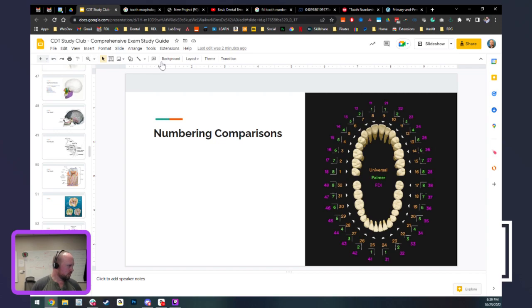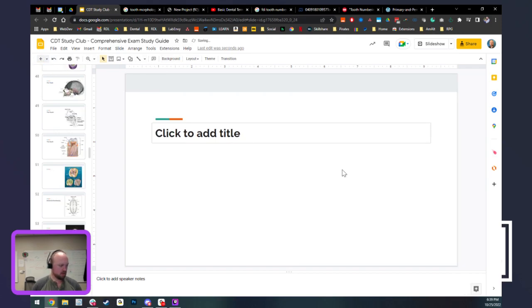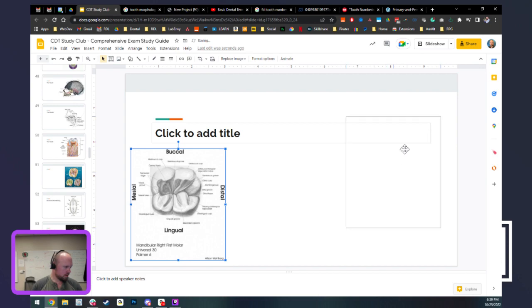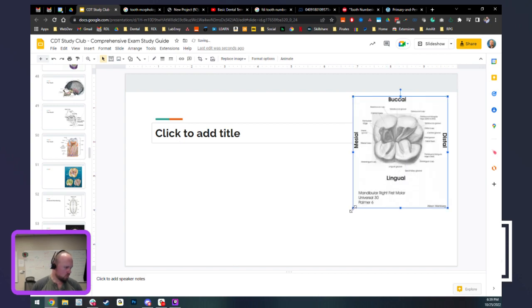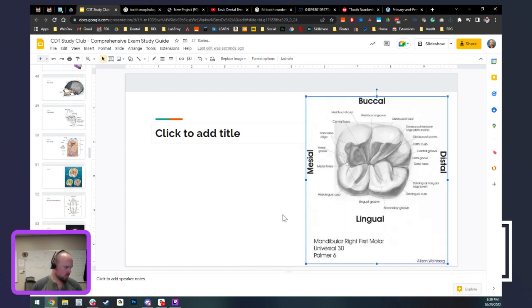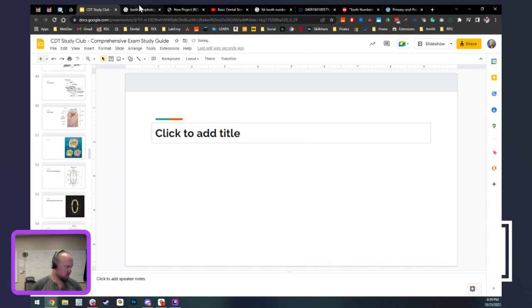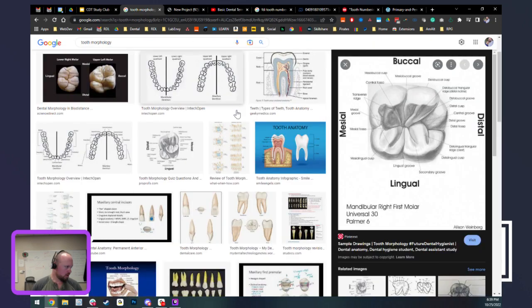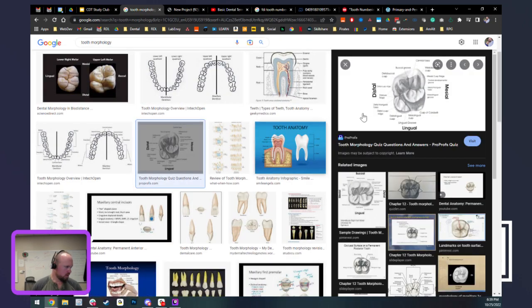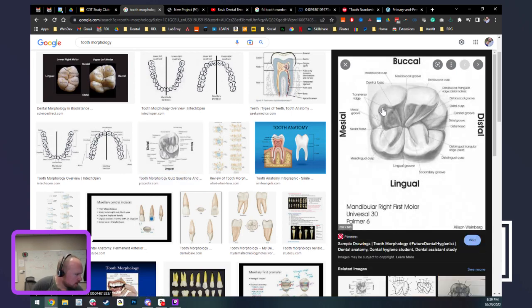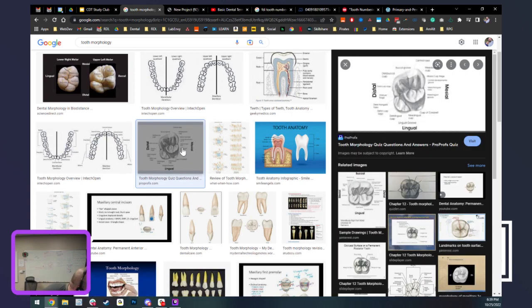Go new slide, Control V. New slide. Is that the same image? It's not the same image.